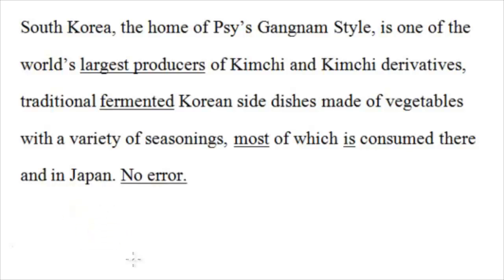Let's look at this. So this one says, "South Korea, the home of Psy's Gangnam Style, is one of the largest producers of kimchi and kimchi derivatives, traditional fermented Korean side dishes made of vegetables with a variety of seasonings, most of which is consumed there and in Japan." Okay, really, really long sentence, but you don't need to really be worried about it.